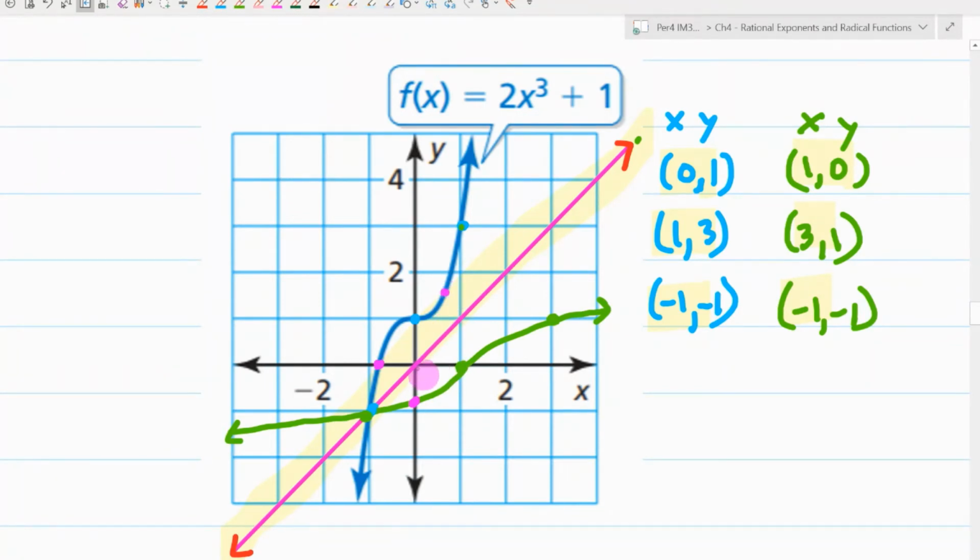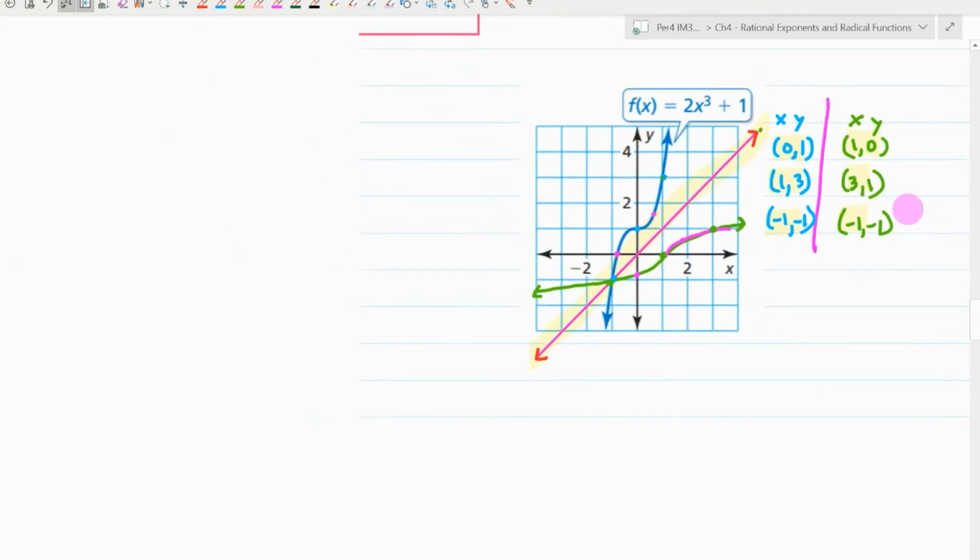So I can go 0.6, wait, 1 point, sorry. So this would be like 0.8, 1.6. So I go like 1.6, 0.8. So it would be like that. So that's what an inverse function does. If you can fold it along the 45-degree axis, and then you can change all the x's and the y's, that would be an inverse function.